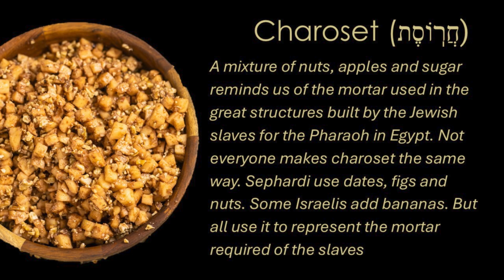Then we have the haroset. A mixture of nuts, apples, and sugar reminds us of the mortar used in the great structures built by the Jewish slaves for the Pharaoh in Egypt. Not everybody makes haroset the same way. Sephardi use dates, figs, and nuts. Some Israelis add bananas. But all use it to represent the mortar required of the slaves.